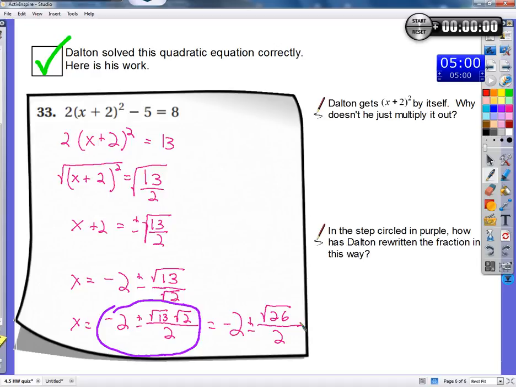Okay, so we've taken a problem that was previously functionally unsolvable for most human beings using factoring, and now made it easily solvable. We just take the square root of both sides and simplify that square root. And we don't even have to put these together. So like that number, negative 2 plus the square root of 26 over 2 or minus the square root of 26 over 2, I'm just going to leave it like that. That's an answer. An acceptable form of an answer.